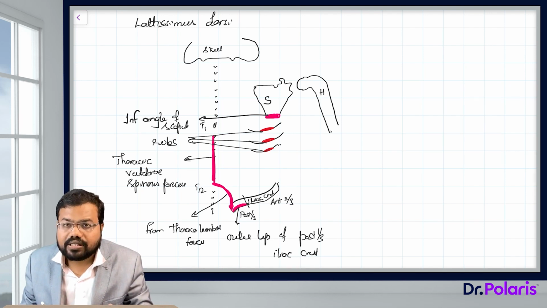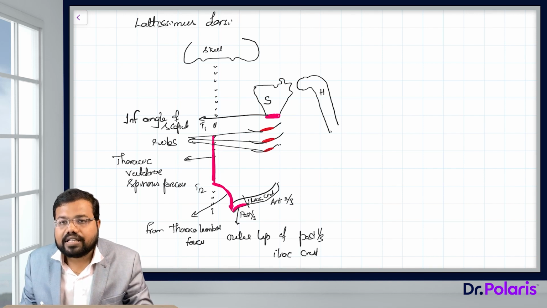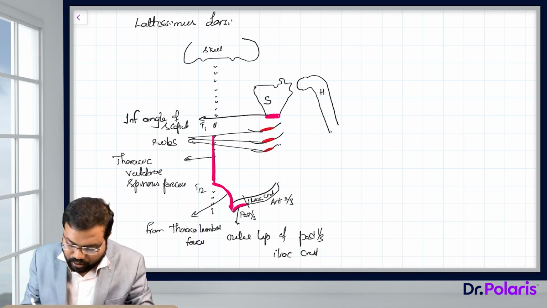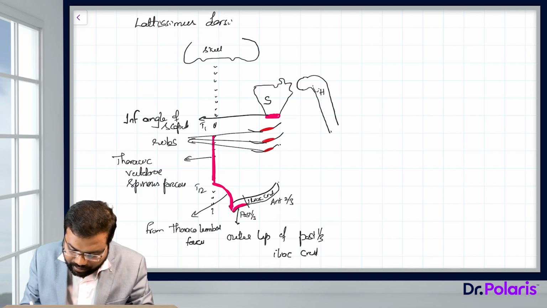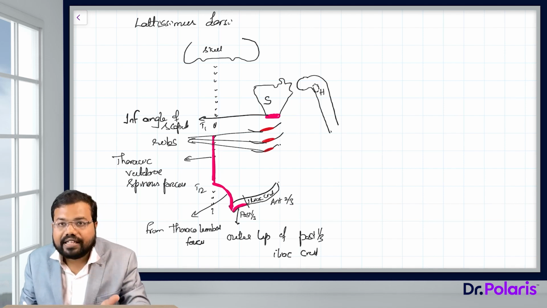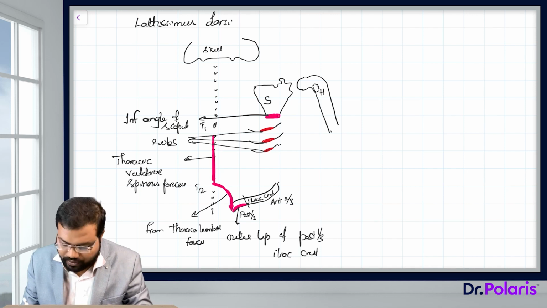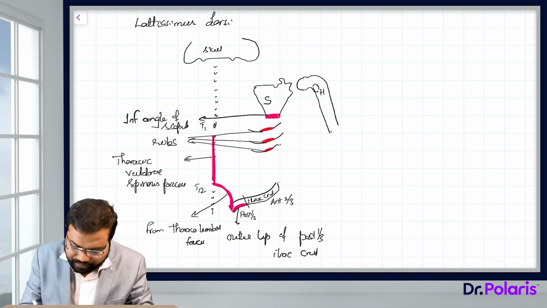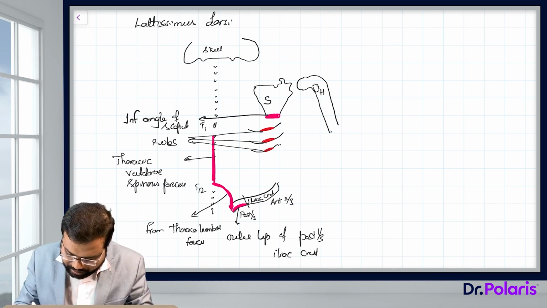And where does it insert? When we discussed the axilla, we said latissimus dorsi inserts in the bicipital groove. Let's imagine this is the bicipital groove, which I am representing in dots because it is present on the anterior side, and whatever we are seeing is the posterior view. So fibers from these will go and insert here.